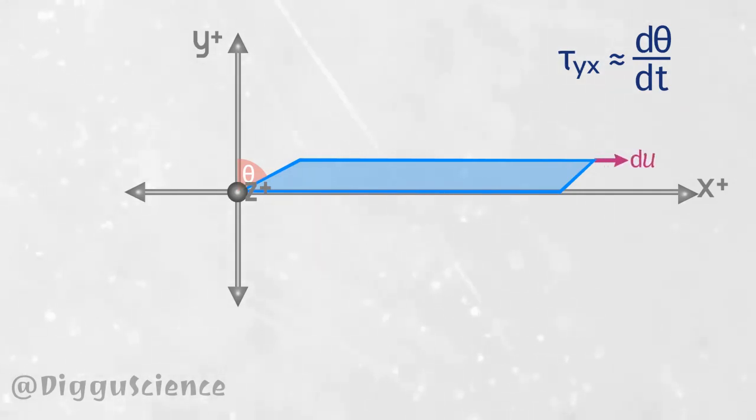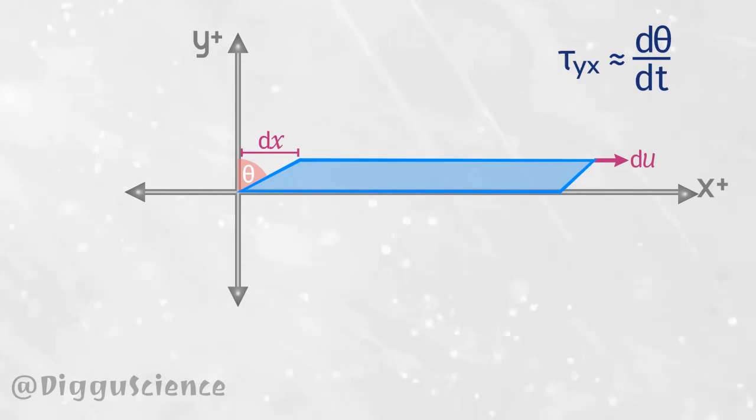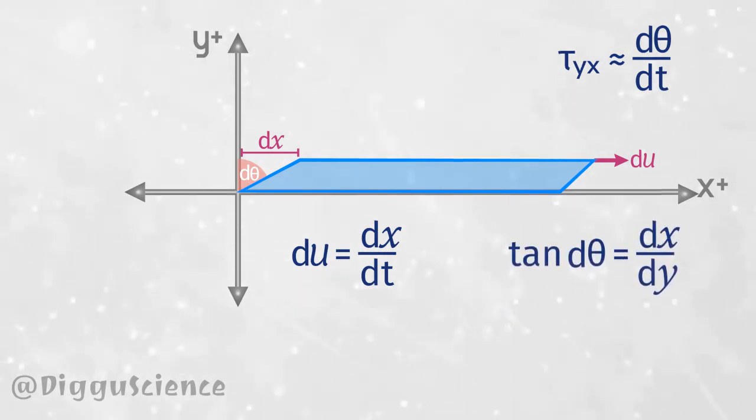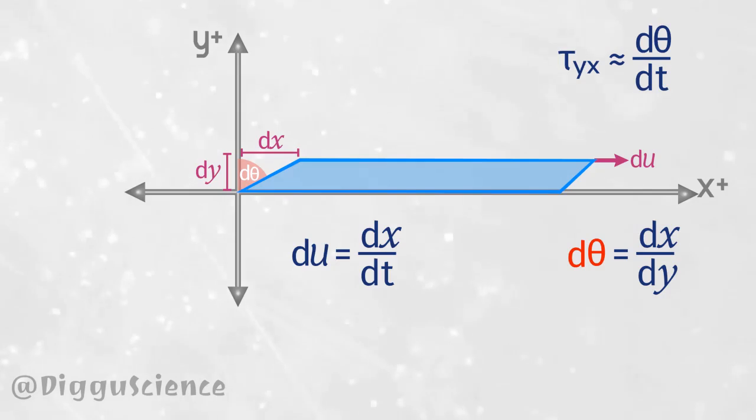Suppose the top line moves at a speed of du to the right, the top layer has shifted as far as dx. The definition of linear velocity says that du is equal to dx/dt. At the same time, the angle formed is d theta. Based on the concept of tangent, tangent d theta is equal to dx/dy, because the thickness of the fluid layer is dy. For small angles theta, tangent d theta is equal to d theta. So, d theta is equal to dx/dy.